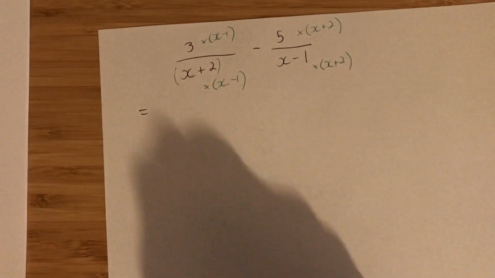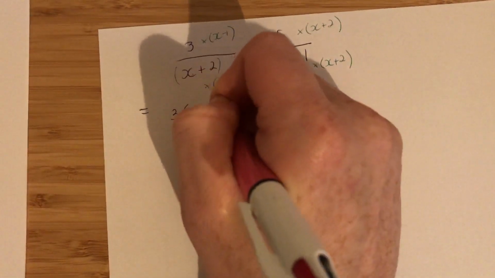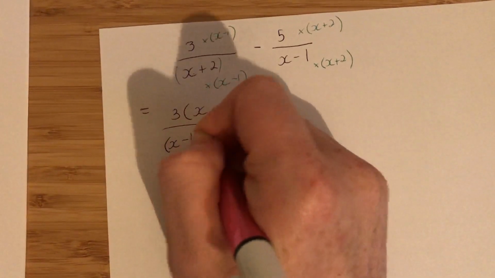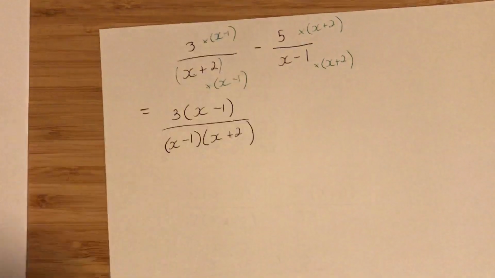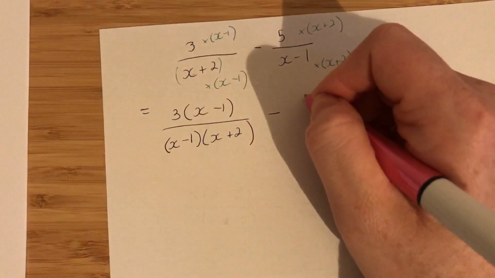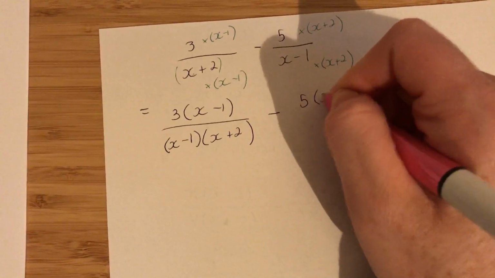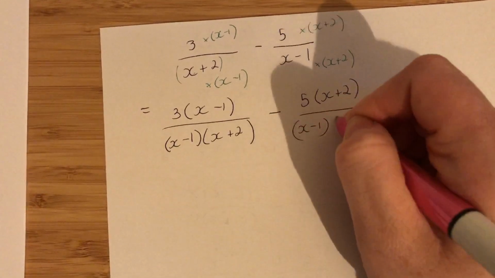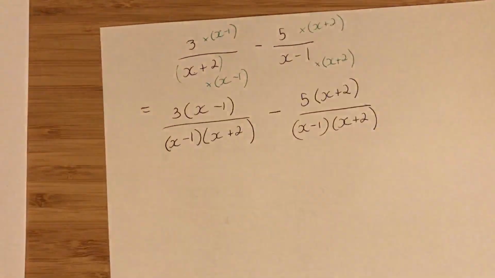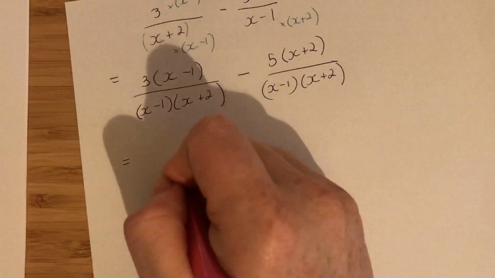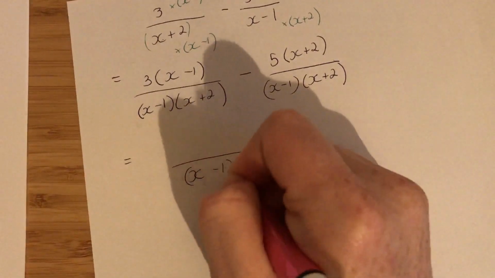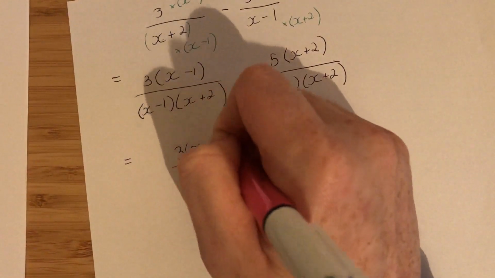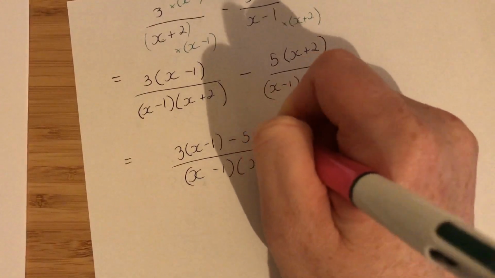So what does that leave me with? We've got 3 brackets x minus 1 over x minus 1, x plus 2, just multiplying both denominators together, subtract 5 brackets x plus 2 over x minus 1, x plus 2. We have a common denominator now, so we can put these together. So x minus 1, x plus 2. So here we've got 3 brackets x minus 1 minus 5 brackets x plus 2.